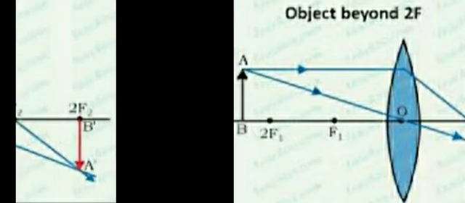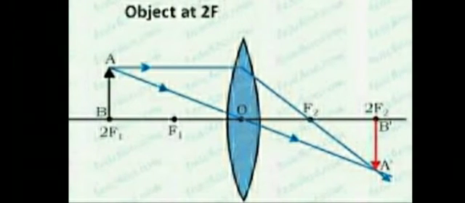Now students, come to the third case. When the object is placed at 2f1. Students, you see a parallel ray of light is coming from the object and is passing through the focus. Other ray of light is passing through O. Both of these are intersecting at a point at 2f2 and the image is formed at 2f2.